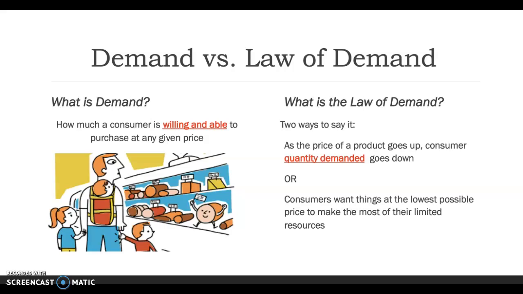Now, once you guys have looked at the slide or viewed the video, I want you to go back to thinking about demand versus the law of demand. What is demand? It is how much consumers are willing and able to purchase at a given price. Those keywords are willing and able. The law of demand tells us that as the price goes up, consumers' quantity demanded goes down. Or consumers want to buy things at the lowest price to make the most of their limited resources.